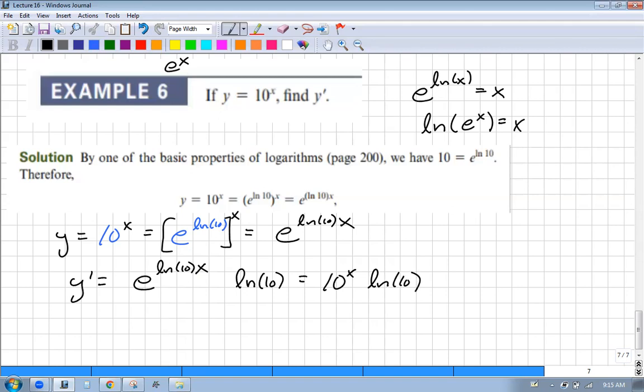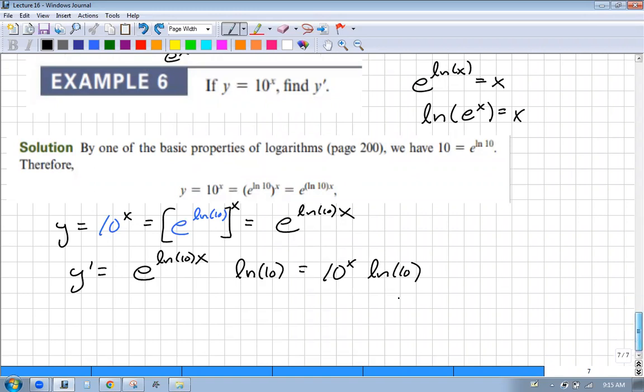Okay, so the trick here is if it's not e to the x, if it's a different something to the x, you have to multiply by the natural log of the base. Okay. So here's the rule. And it works for everything here.